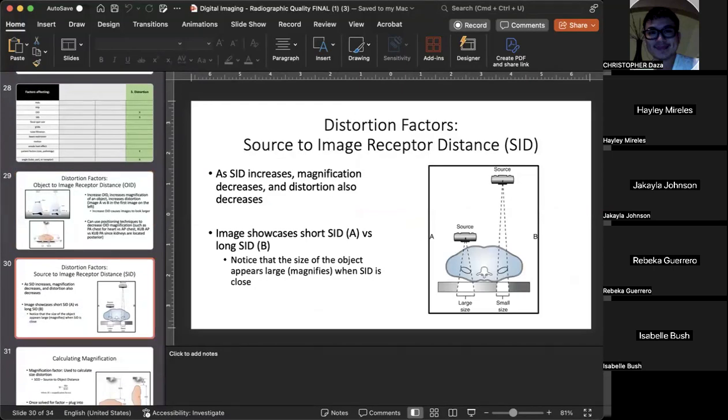SID. As SID increases, magnification decreases, and so distortion decreases. It's the same thing with the flashlight. Get the flashlight out, move your hand slightly away from the wall, and then move your flashlight or your phone further back and then towards your hand, and you're going to see the distortion. Your hand's going to be huge when the SID is short, and when the SID is long, your hand appears probably more regular sized.